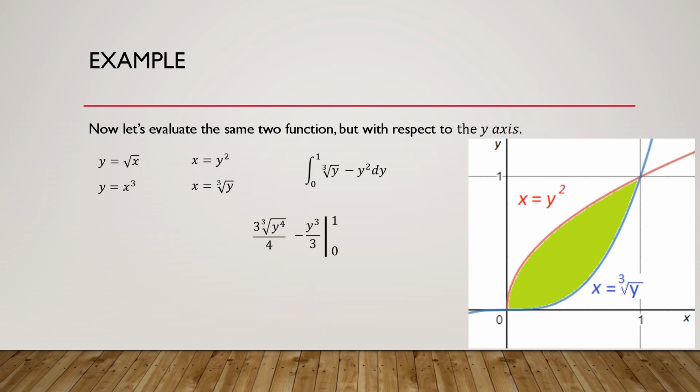When we take this integral, we get 3 times the cube root of y to the fourth over 4 minus y cubed over 3, evaluated from 0 to 1. This leads to 3 times the cube root of 1 to the fourth over 4 minus 1 cubed over 3 minus the quantity of 3 times the cube root of 0 to the fourth over 4 minus 0 to the third over 3, which simplifies to 3/4 minus 1/3, or 5 over 12 square units of area. Note, this is the same answer as when we evaluated it with respect to x.